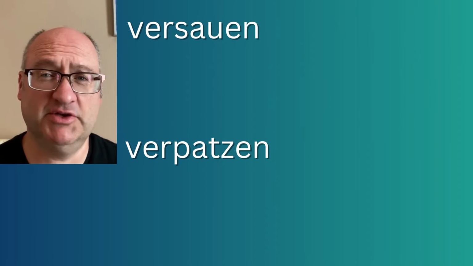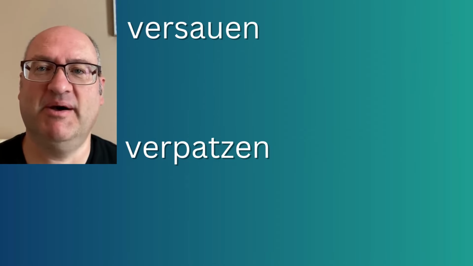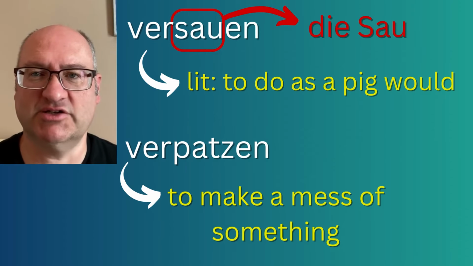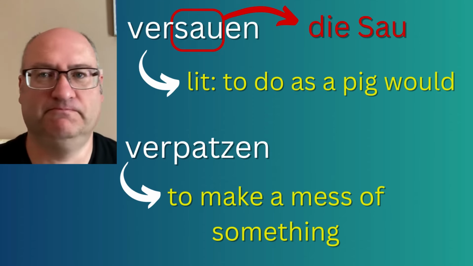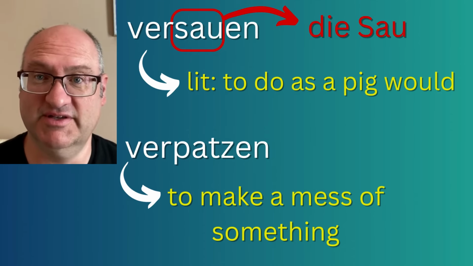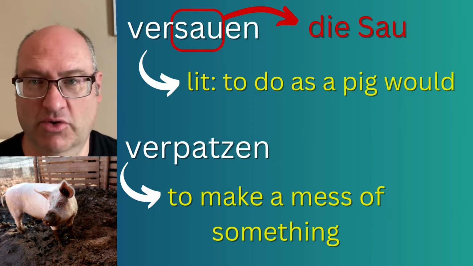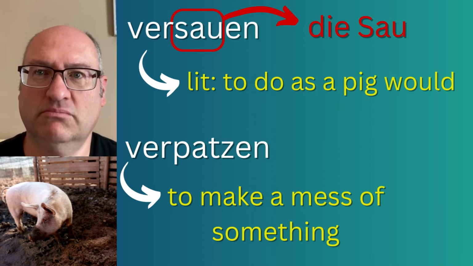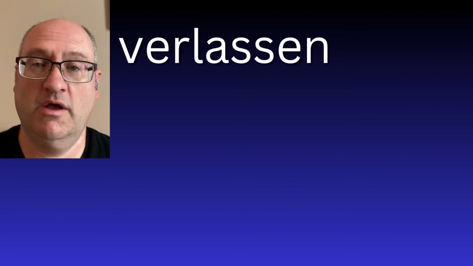I'm going to put these two together because they basically mean the same thing. Versauen, verpatzen. Versauen has the word sauen in it, which is actually a verb form of the perfectly fine German noun Sau, which in English means sow or pig or something like that. This just basically means to mess up, to not do things right, and to make a mess of it.